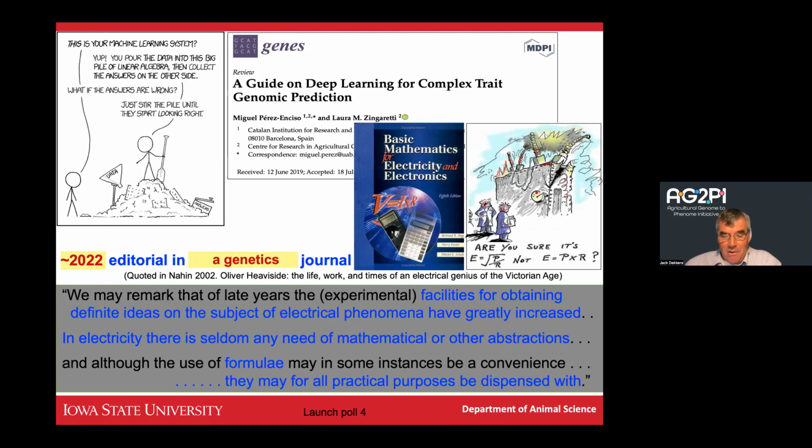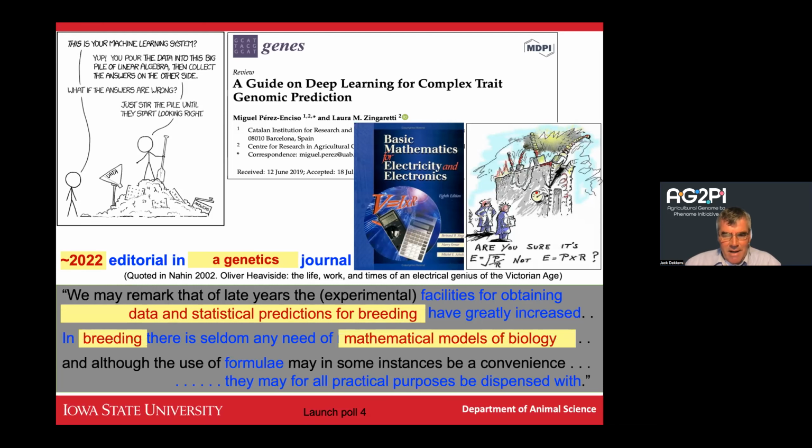I'm hoping we're not going to get into the situation where somebody says in a genetics journal that we have lots of tools being developed for machine learning and statistical predictions for breeding, and that we really don't need mathematical models of biology. Personally, I think it has to be a combination of the two, and the two have to go hand in hand to really make progress and get to G2P. So with that, I'm going to stop sharing and ask for questions.